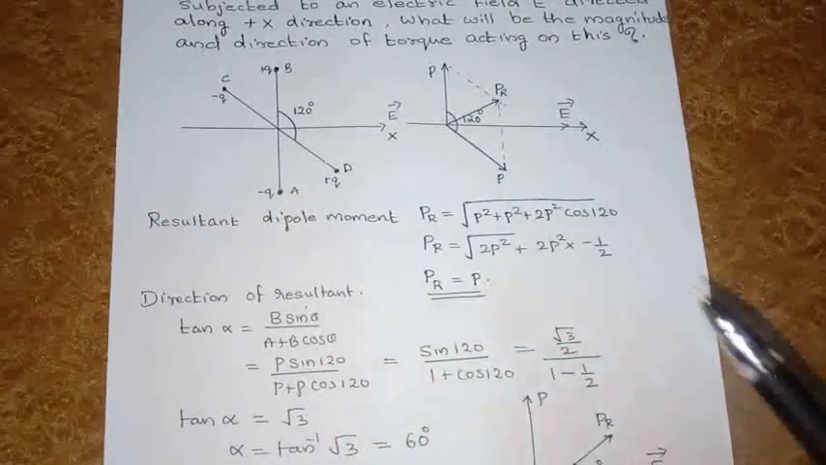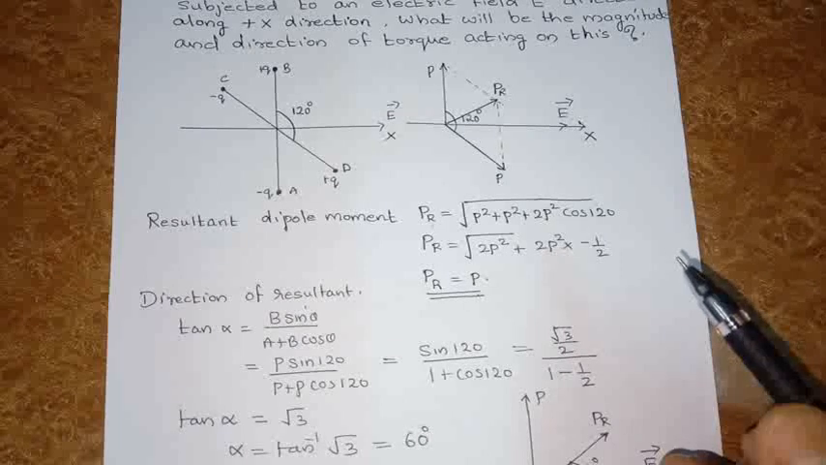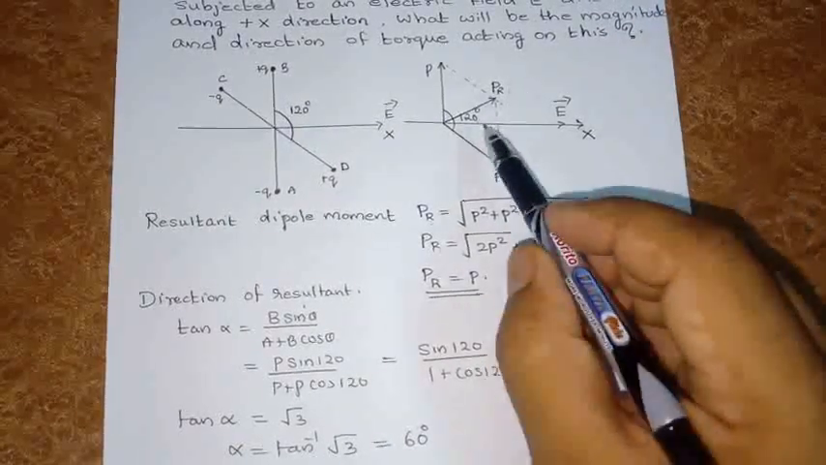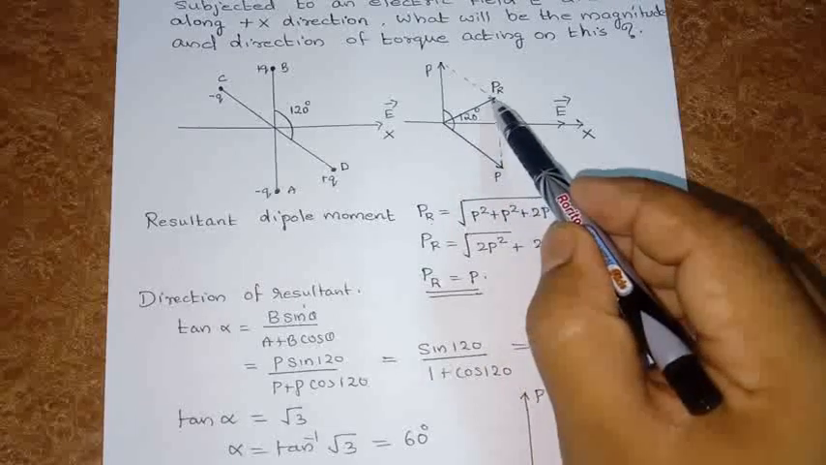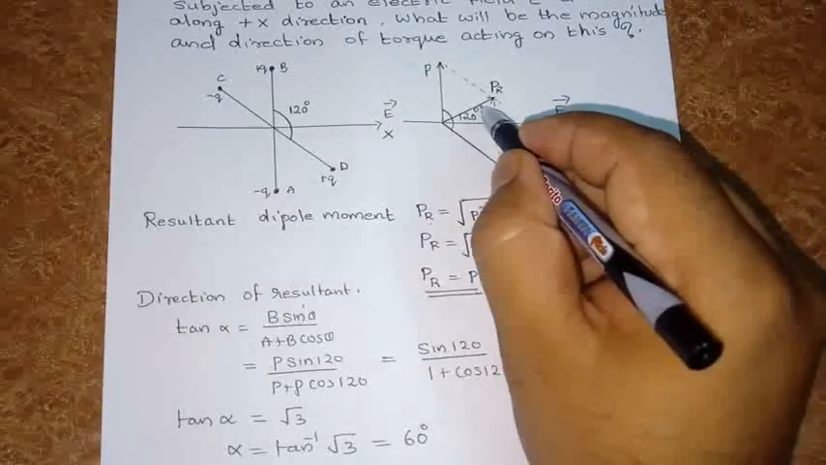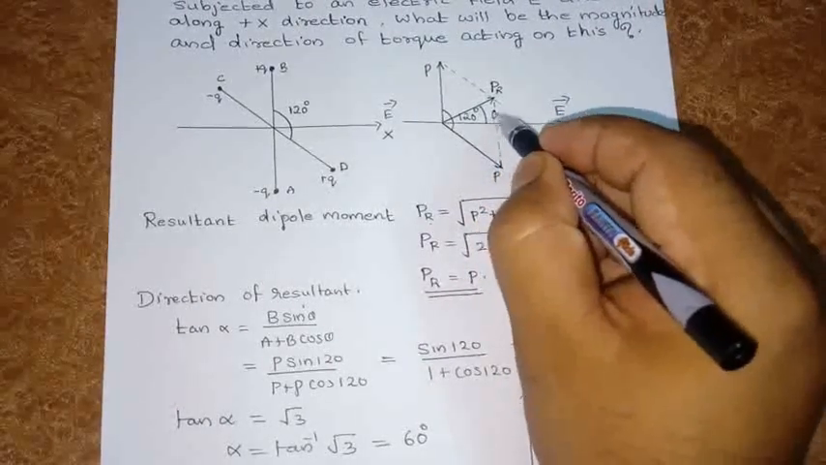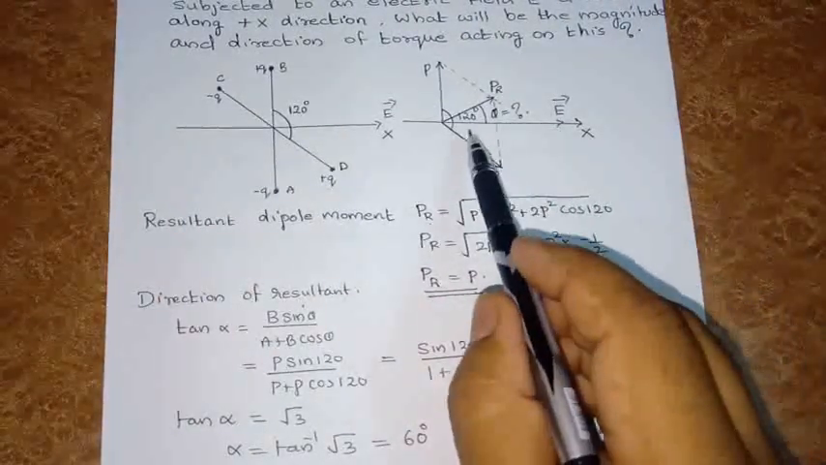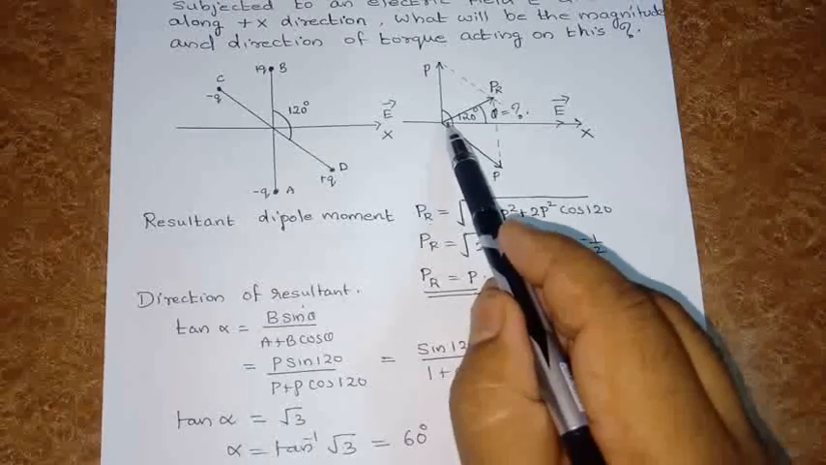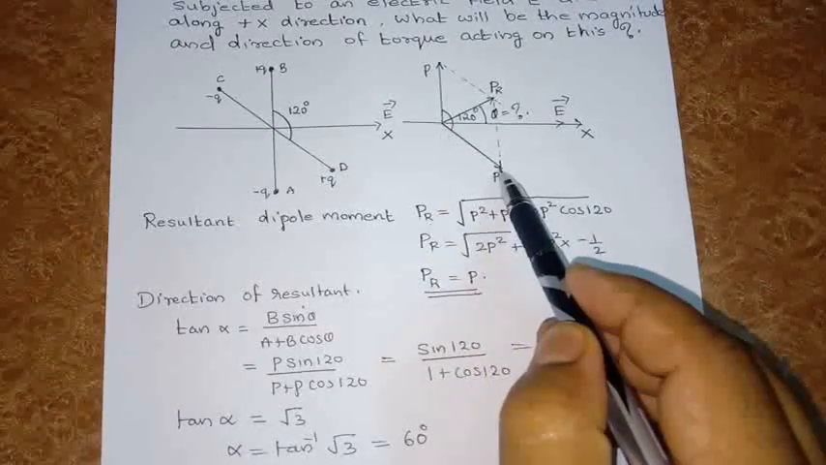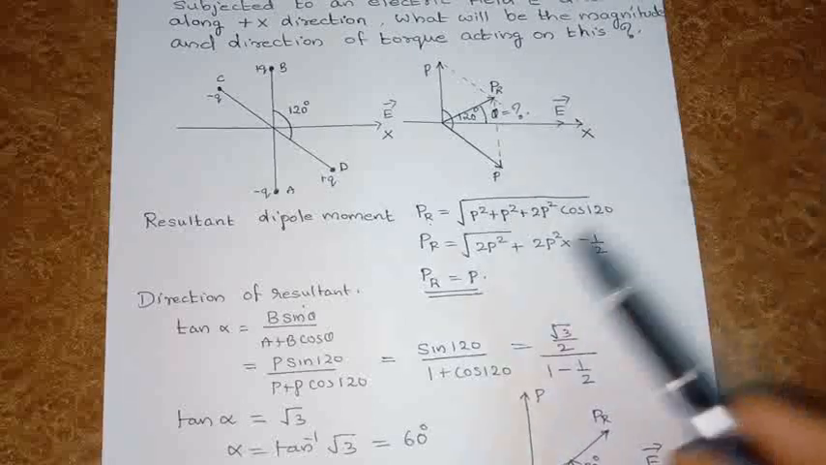We have to find not only the resultant but also the torque acting on the resultant dipole. In order to find the torque acting on the resultant, we have to find the angle between the resultant dipole and the electric field. The electric field is acting in the x direction. This will be the angle between the resultant dipole and the electric field. Let it be theta. So we have to find theta. In order to find theta, first of all we will find the direction of the resultant from the first vector. So let us consider this as the first vector.